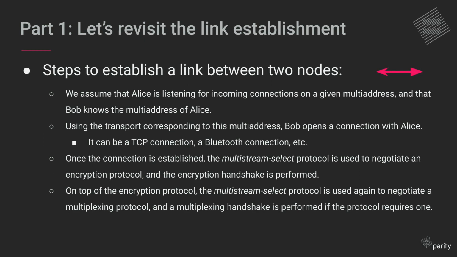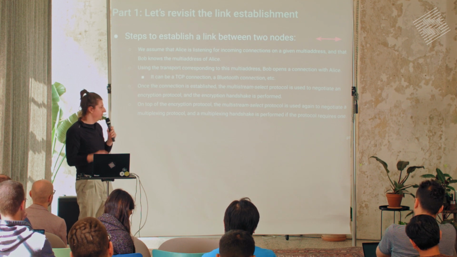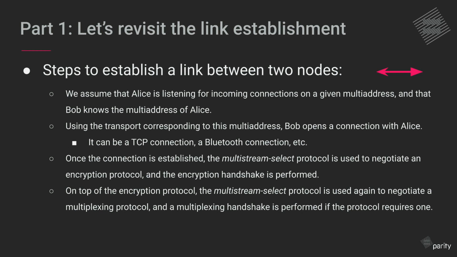So let's revisit the link establishment between two nodes. So similar as before, but with a few tweaks. We assume that Alice is listening for incoming connections, not necessarily TCP. And Bob knows the multi-address that Alice uses, not necessarily an IP address. Using the transport, Bob opens a connection, again, not necessarily TCP. And once the connection is established, we use multistream select to decide which encryption protocol we want to use. And then again, on top of the encryption protocol, we use multistream select again to decide which multiplexing protocol.